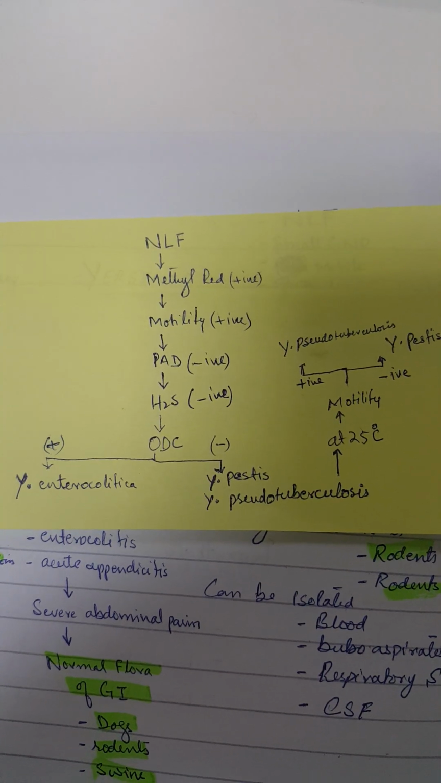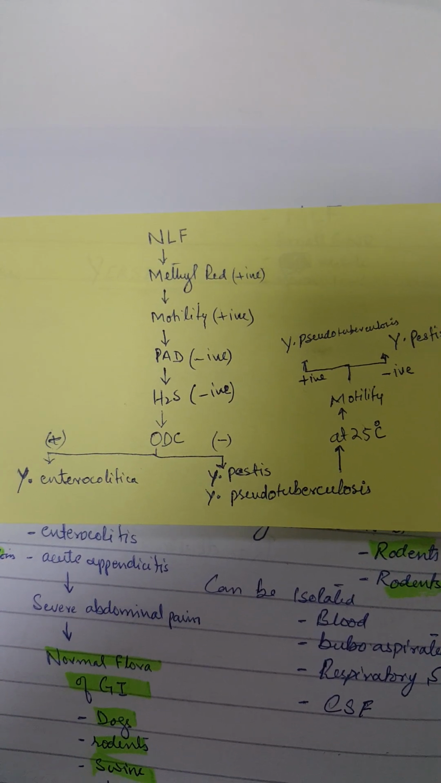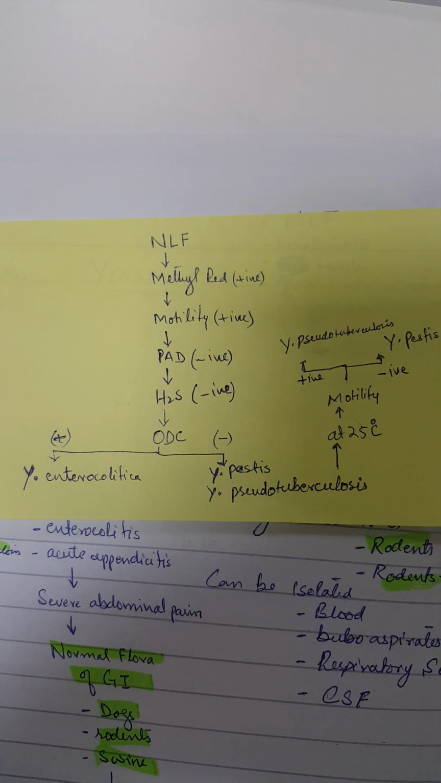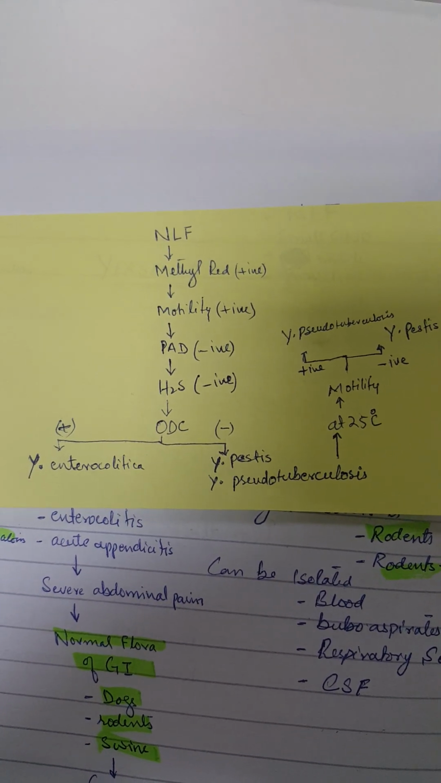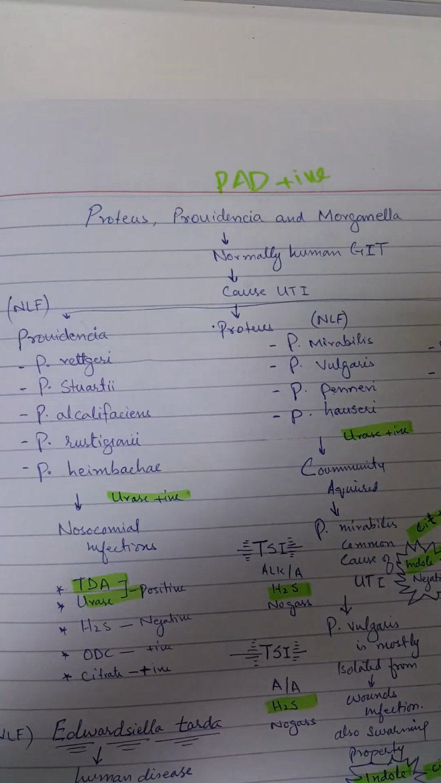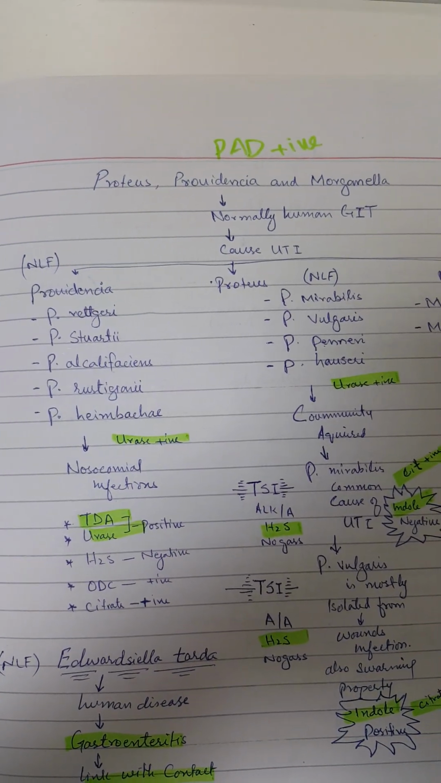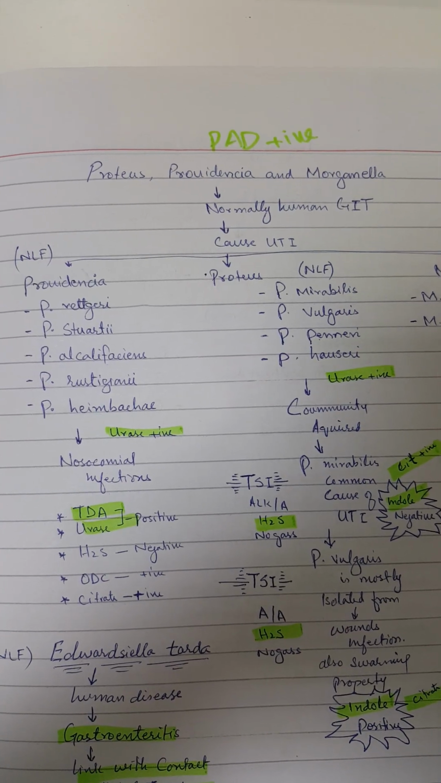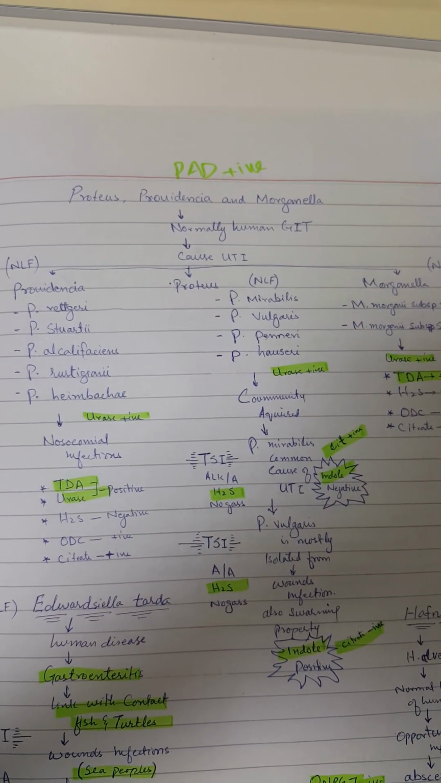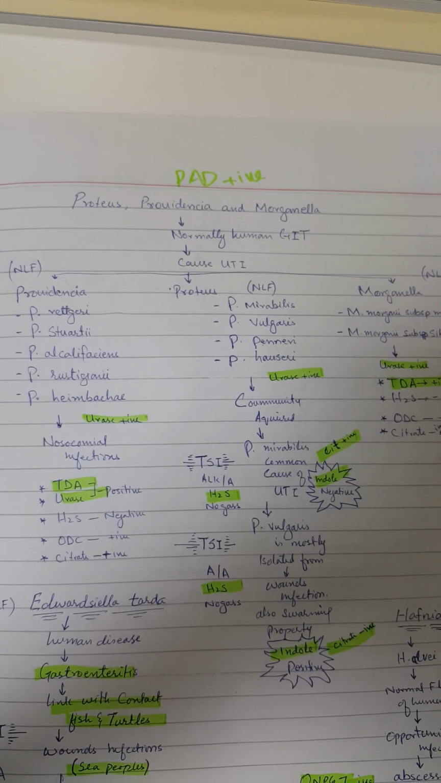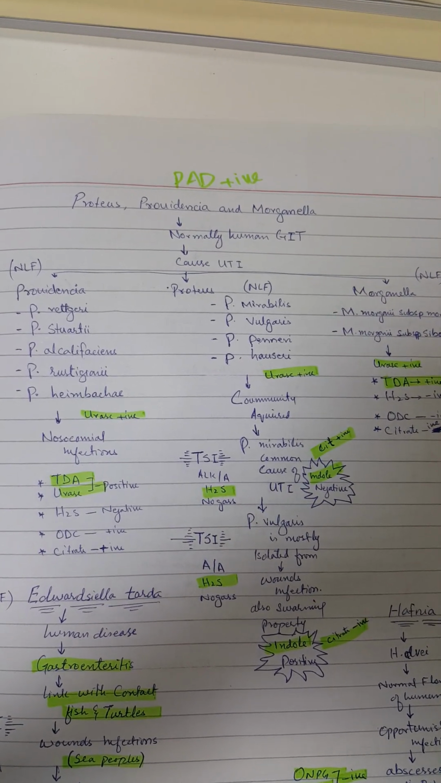Further, NLF colonies are checked for methyl red. If methyl red is positive, the organism is motile, and phenylalanine deaminase is positive, PAD positive, then we suspect three species: Proteus, Providencia, and Morganella morganii. Proteus is very easy to identify in this group because the organism has the ability to produce H2S, which distinguishes it from both Morganella morganii and Providencia.